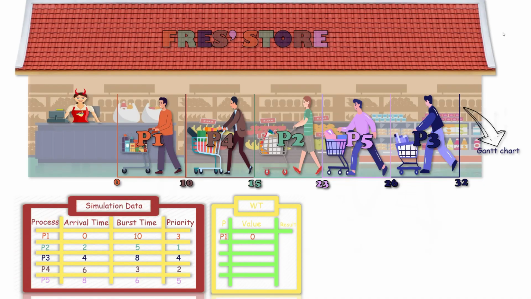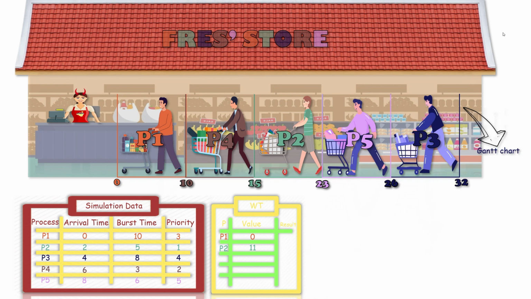Put the result in the data, and let's find process 2 value. In process 2, it starts with 13. To find the completion time, we add it by 5, and we get 18. And find the waiting time by completion time, which is 18, minus the arrival time, which is 2, minus the burst time, which is 5. And we get the result 11.